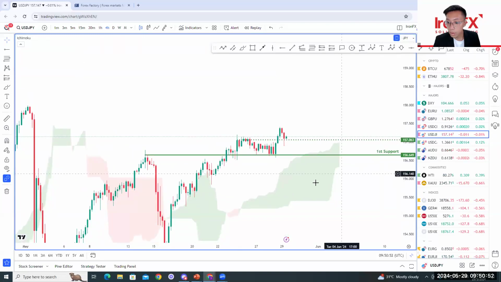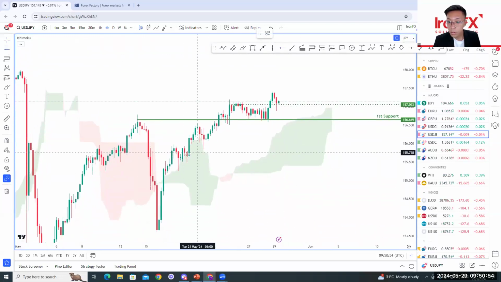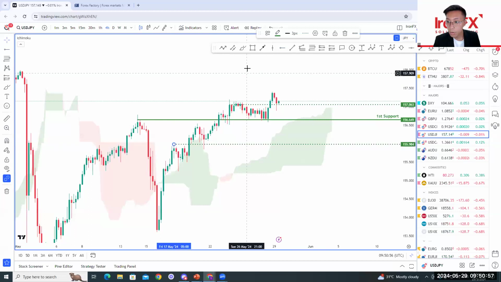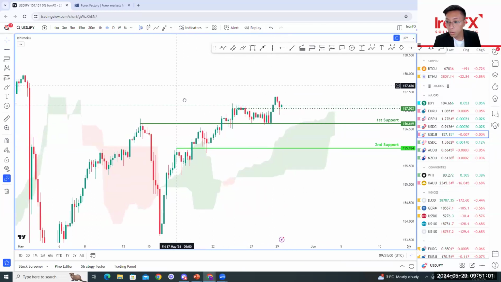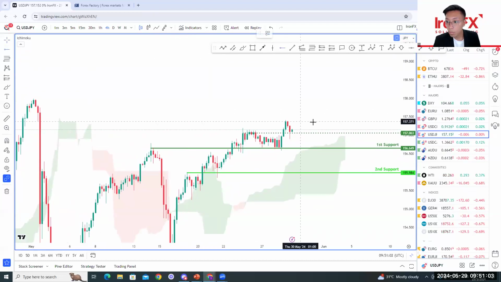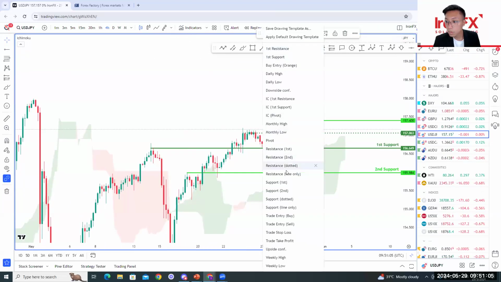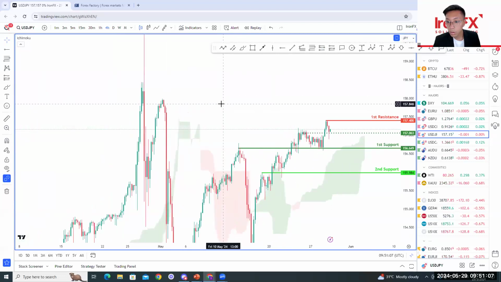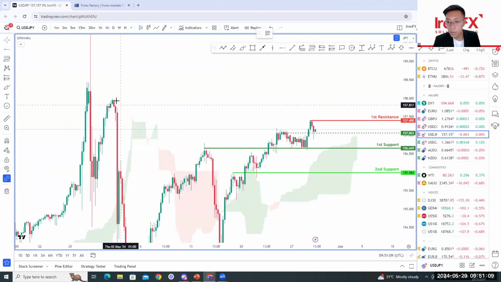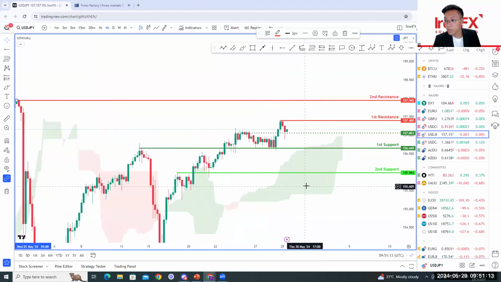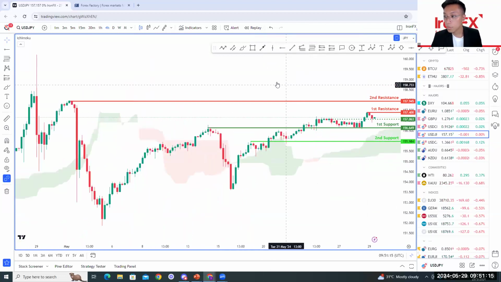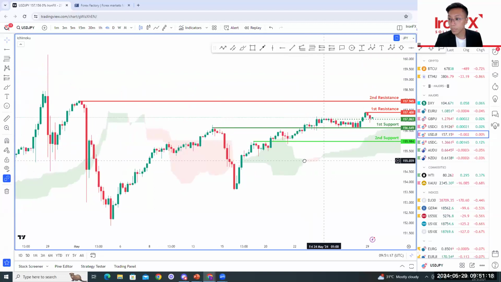Let me mark this out first. This could potentially be my second support. Then this is our first resistance. Our second resistance is pretty high. So once I have marked these areas out, let's see.